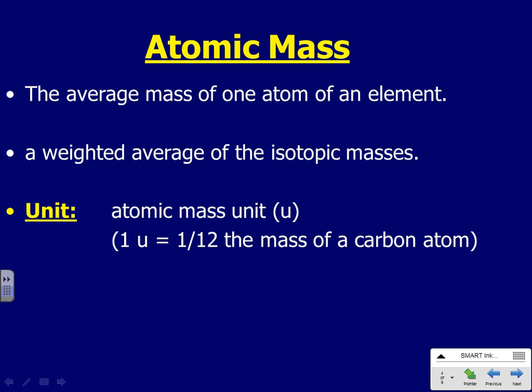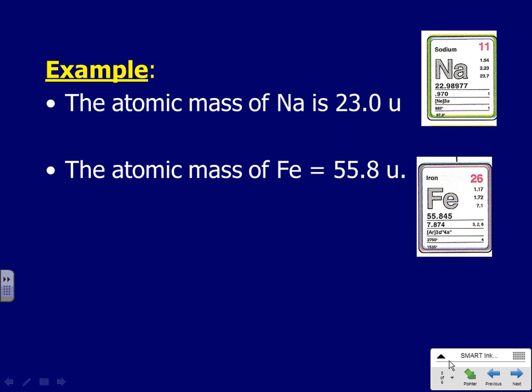So if we were to look at some examples, and don't write this down, I'll show you how to write this down. But if you were to take a look at sodium on the periodic table, you'd see 22.989, and therefore the mass is going to be 23.0 u, because when we get our masses off of the periodic table, I want you to round to 1 decimal. That's accurate enough for us.